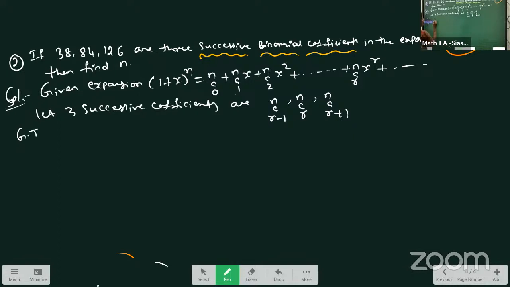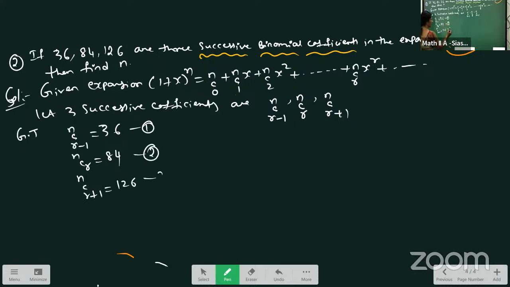What is given? NCR minus 1 value is given as 36. NCR value given as 84. And NCR plus 1 value given as 126. The same like previous question, take it as equation 1, equation 2 and equation 3.